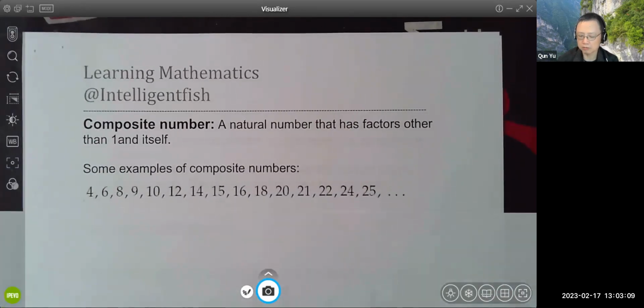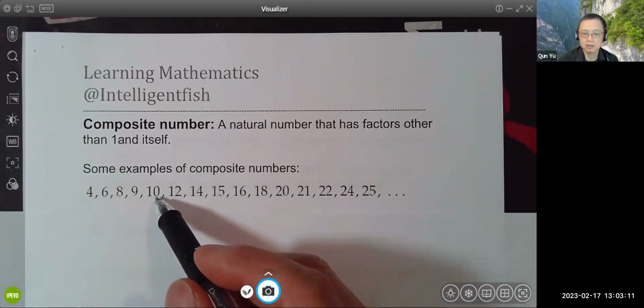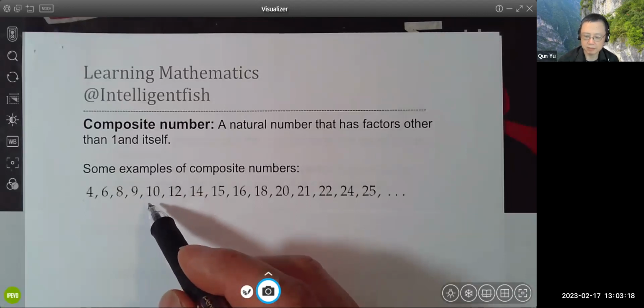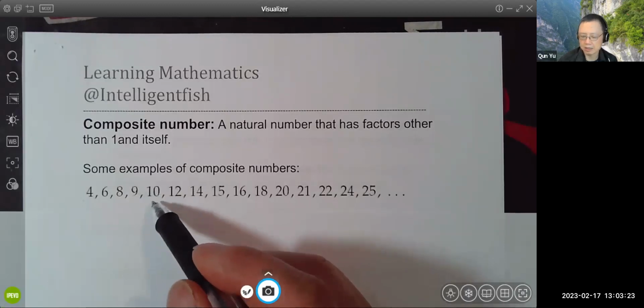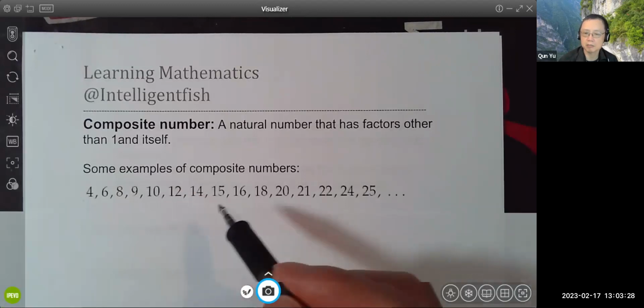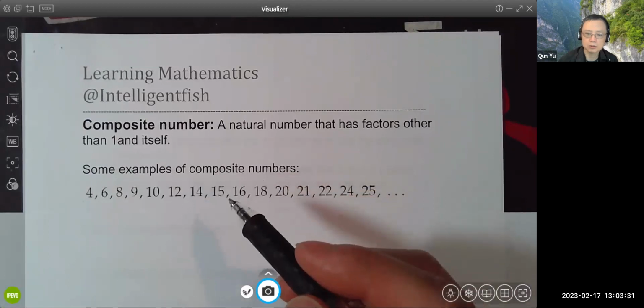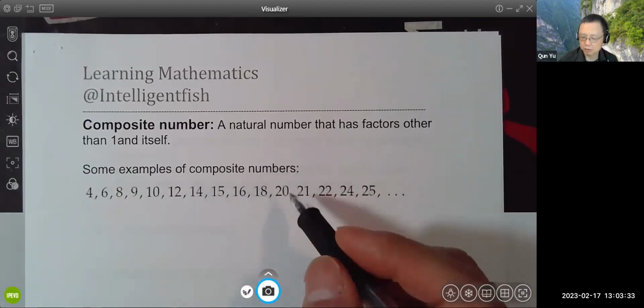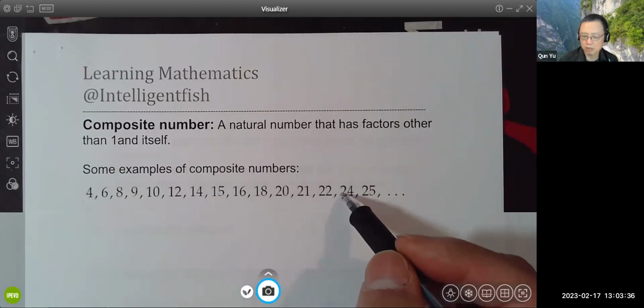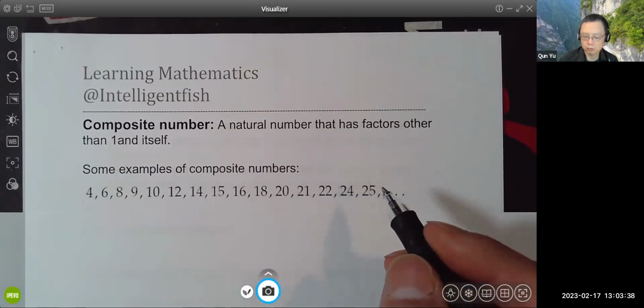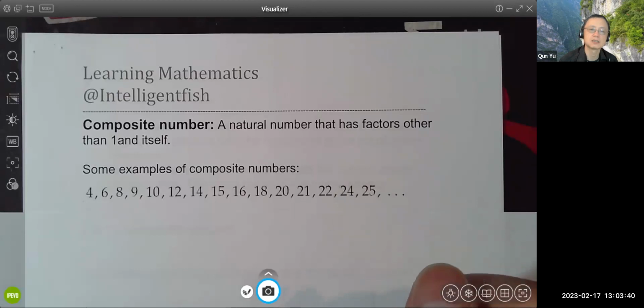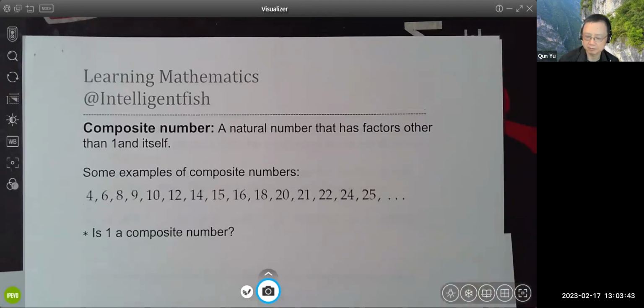Let's take 2 of these. Example: 10. In addition to 1 and 10, it can be divided by 2, right? It can also be divided by 5. But as long as we have at least one other number that can divide into the given number other than 1 and itself, it is a composite number. Let's do maybe another one, say 24. In addition to 1 and 24, it can be divided by 2, 4, 6, 12, right? So it's a composite number.